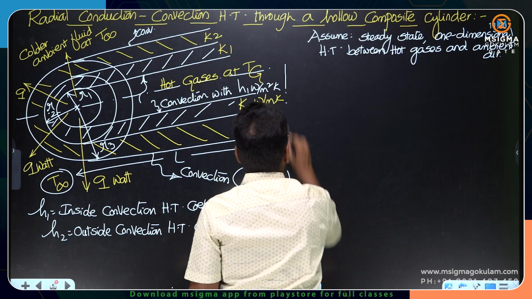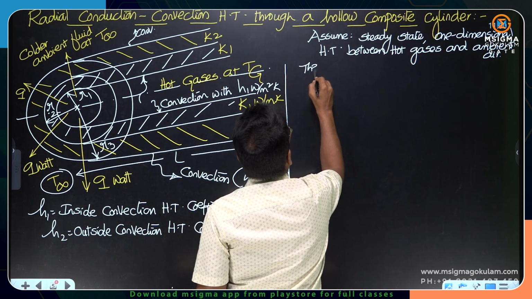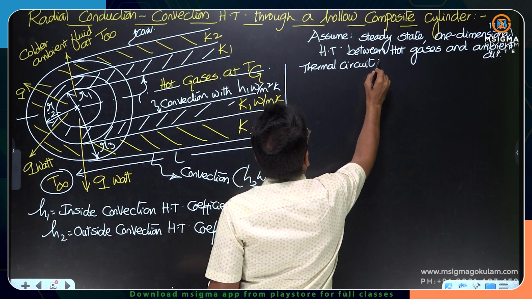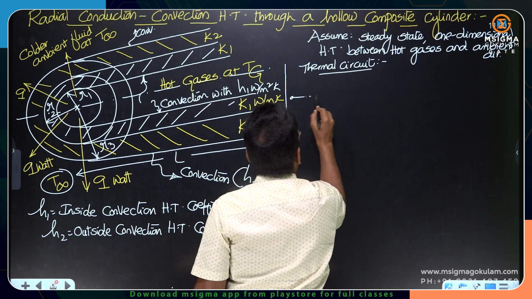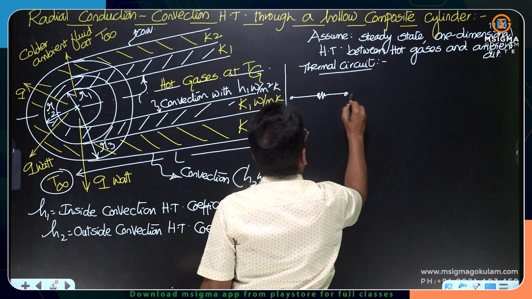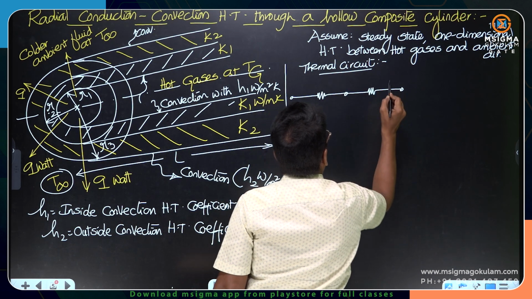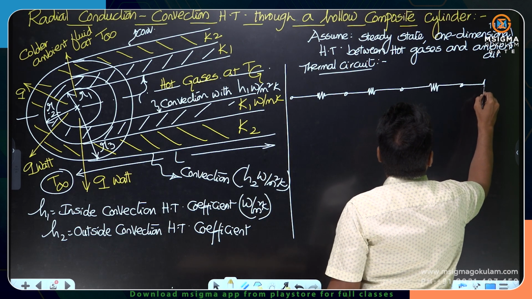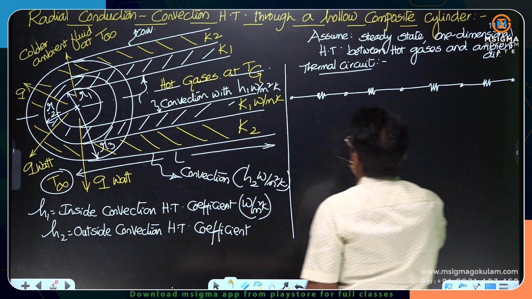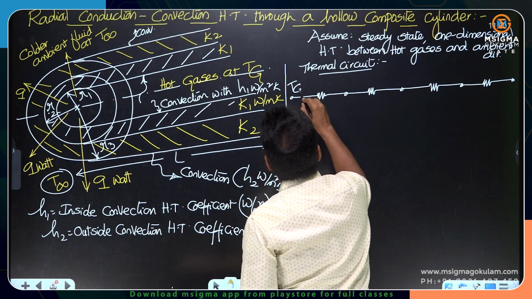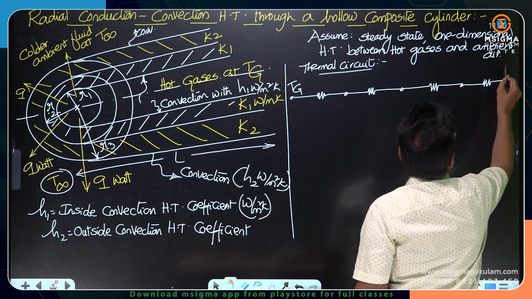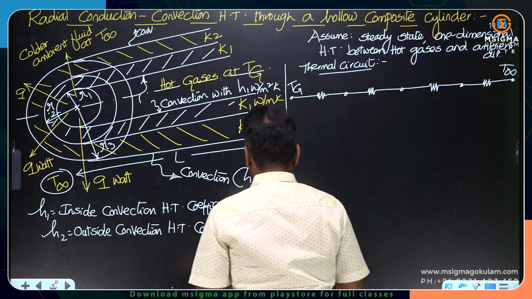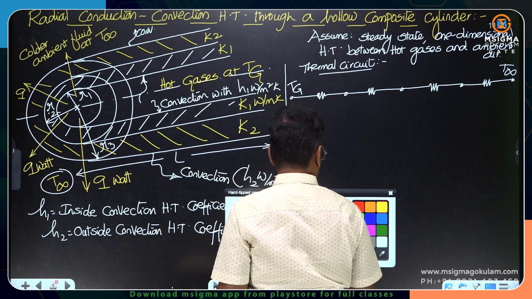So the thermal circuit comprises convection, conduction, conduction, and again convection. This is Tg, this is T infinity. First resistance will be convection, right?